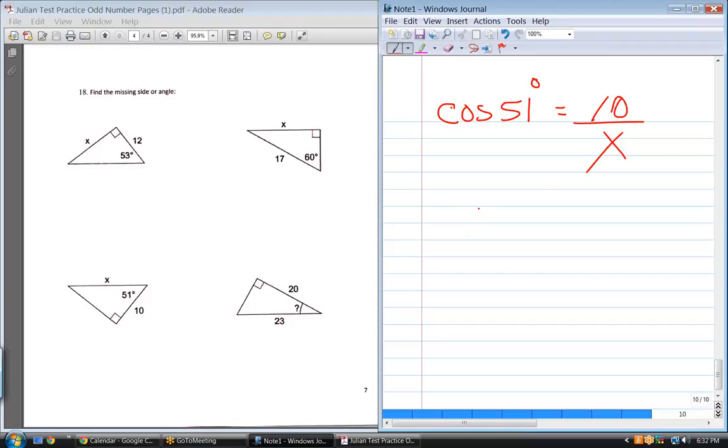So what's x going to be? By 10. What's that? You have to divide by 10? Well, not the first step. The first step is you get rid of the denominator. Okay. So how do I get rid of the denominator? You times it by x. Okay, so now I have x cosine of 51 equals 10. Trying to solve for x. So what do I got to do now?